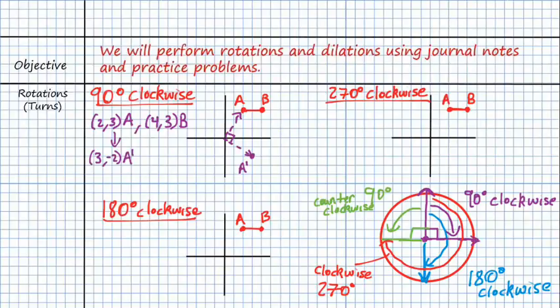And we see that if we do another little turn here, it looks like B will become positive 3, negative 4. So what's the rule that we're seeing? Well, we see that if I rotate a point 90 degrees clockwise, then (x, y) will become (y, negative x). So that's our rule for a 90-degree clockwise turn.